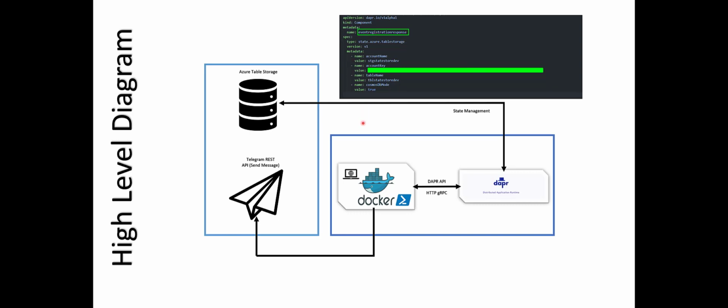Coming back to my state store component, I need to give three parameters: a storage account name, storage account key, and a table name, wherein the Cosmos DB mode is optional. In my case, I have pointed it to true. So quickly, let me show you how the application works.